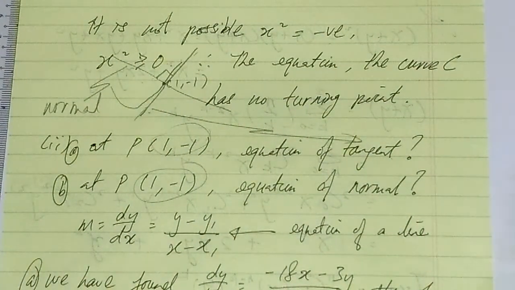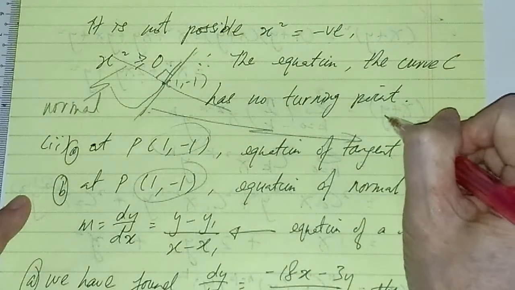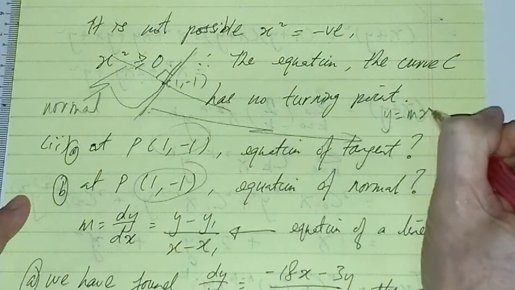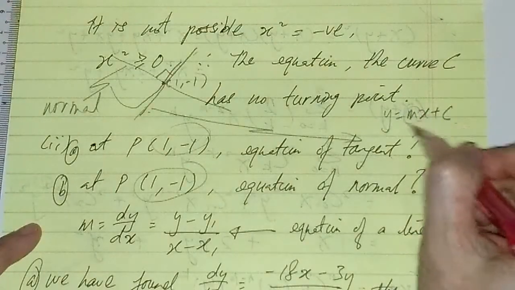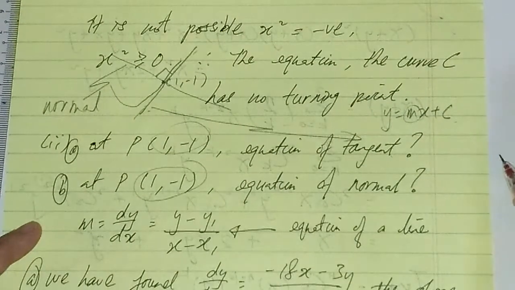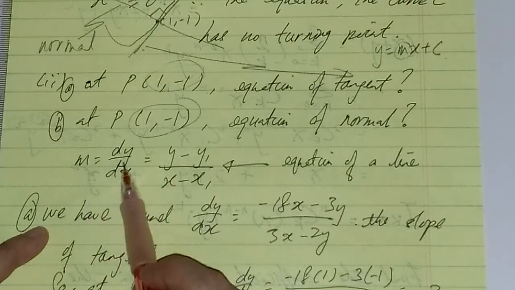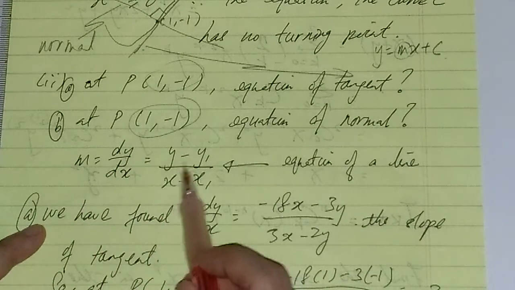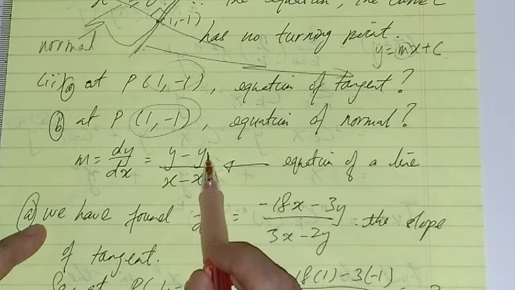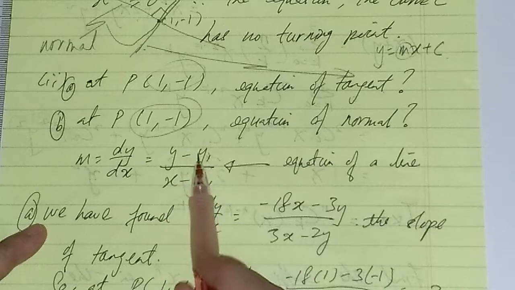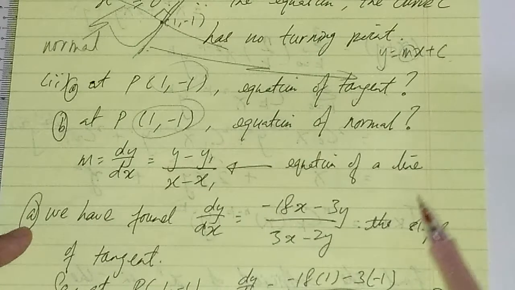Of course, to find the equation of a straight line, you always think of the format y equals mx plus c. So we need to find the m. We know that the formula for gradient m, dy/dx, is the difference between two y points over the difference between two x points.